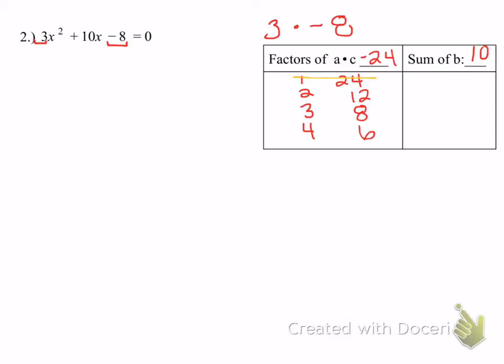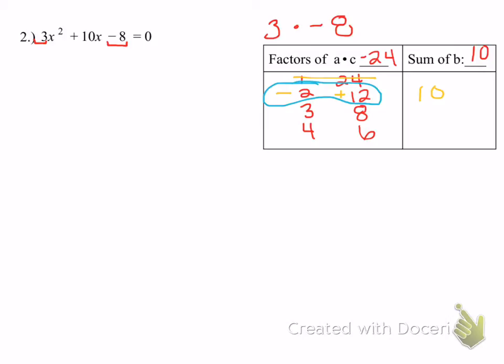What about 2 and 12? Well, yeah, that would give us a 10. Now I'm going to think, which one needs to be positive and which one needs to be negative? If I want a positive 10, I want my bigger number to be positive. So my 12 is going to be positive, and my 2 will be negative, and that's what will get us our 10. So I found my two numbers, negative 2 and 12. Now I'm going to plug it in.